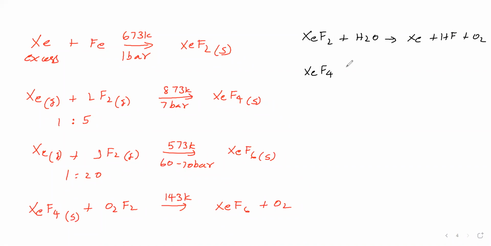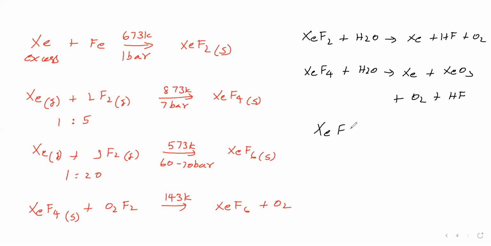Xenon tetrafluoride we will take. This undergoes hydrolysis. We are getting xenon trioxide, then O2 and HF. Here xenon oxidation number +4 becomes 0, that is reduction. Xenon +4 becomes xenon +6 oxidation. Oxygen oxidation number -2 becomes 0. This is possible in the hydrolysis.